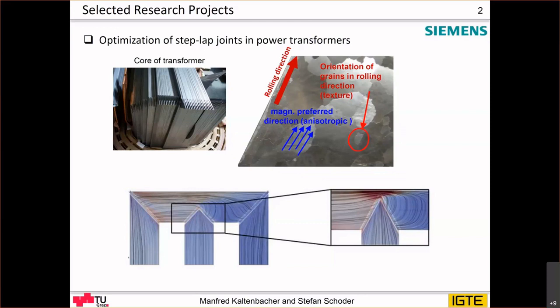So that means it's a lot of modeling you have to do, especially towards a precise computation of the eddy currents on the one hand, and on the other hand to really model the hysteresis behavior of these steel sheets and this anisotropic behavior.